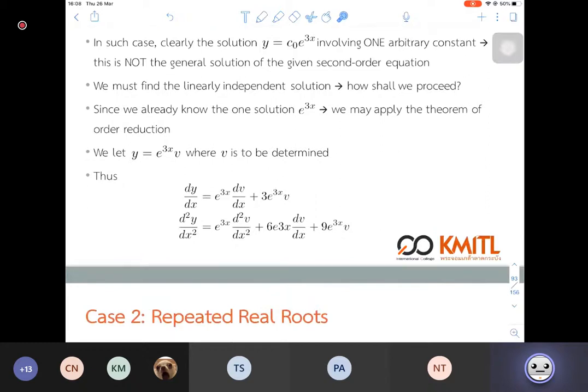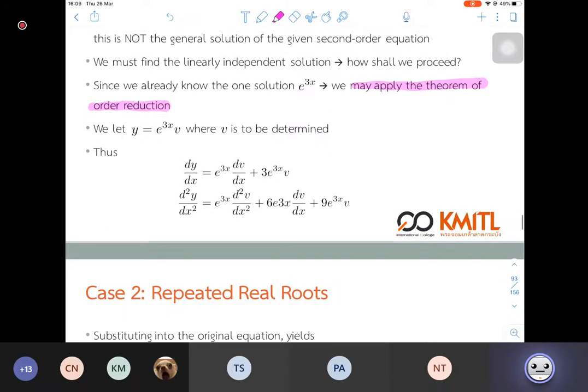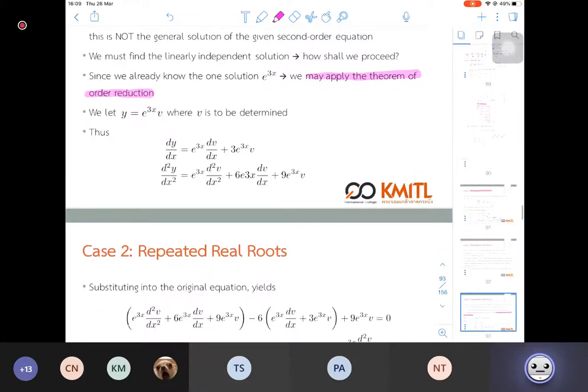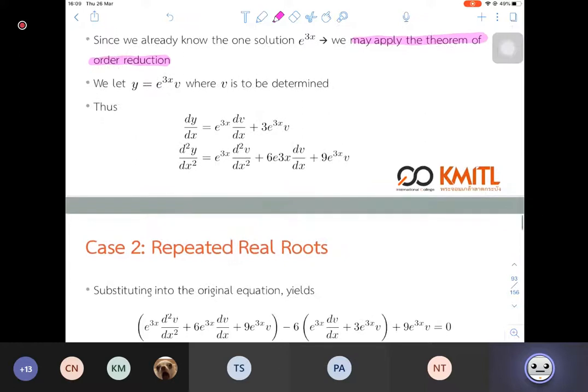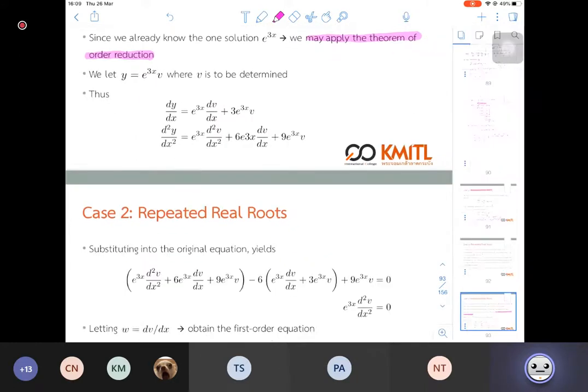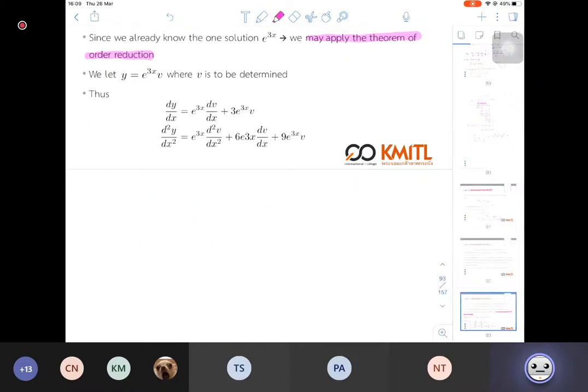So what we do is we use reduction of order. Remember, we apply the order reduction theorem, or reduction of order. So this is what we're going to do, right? Let's write it down for you, so it will be more clear.